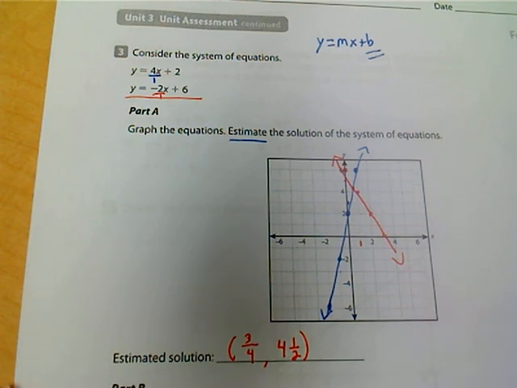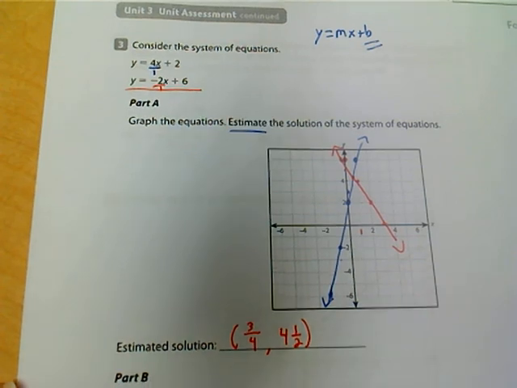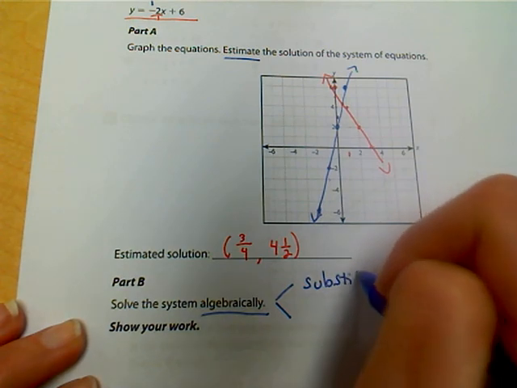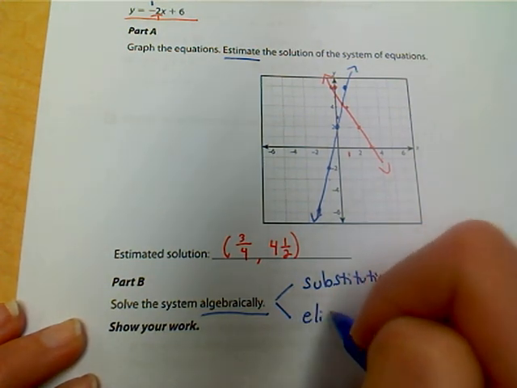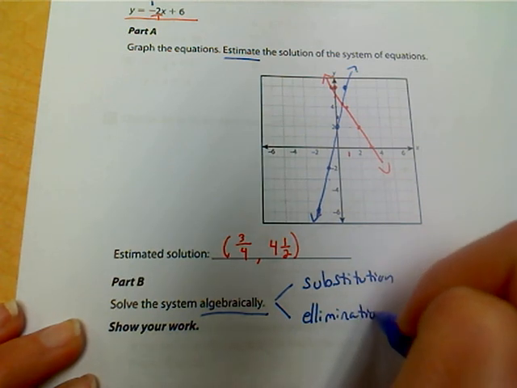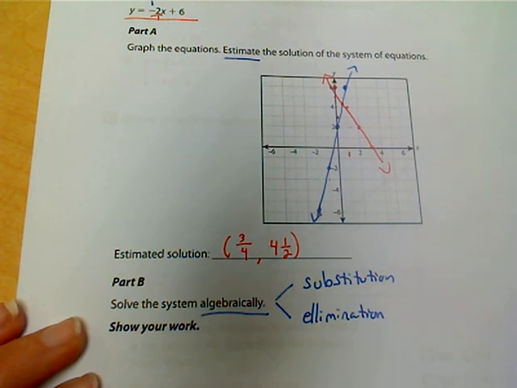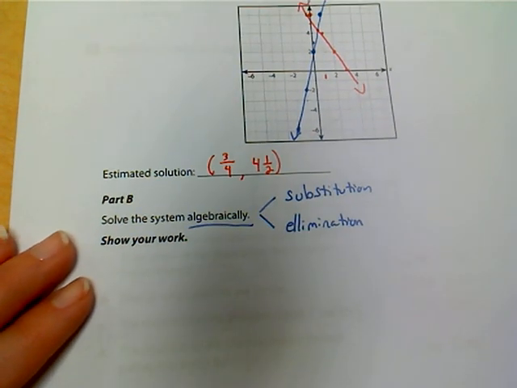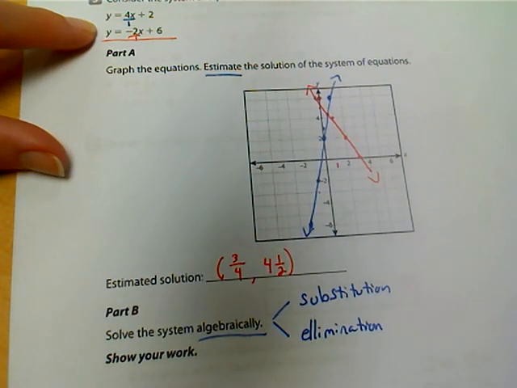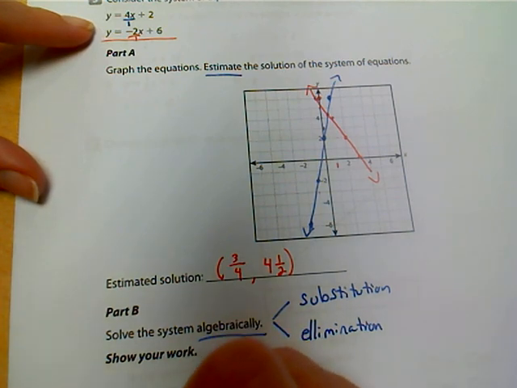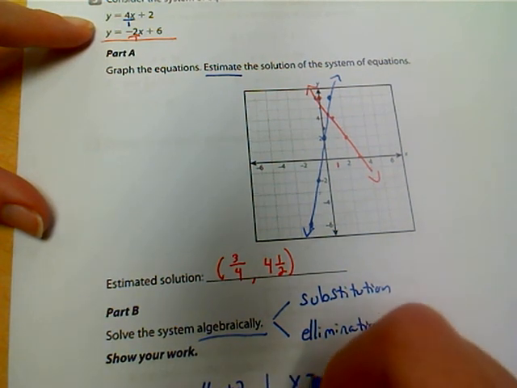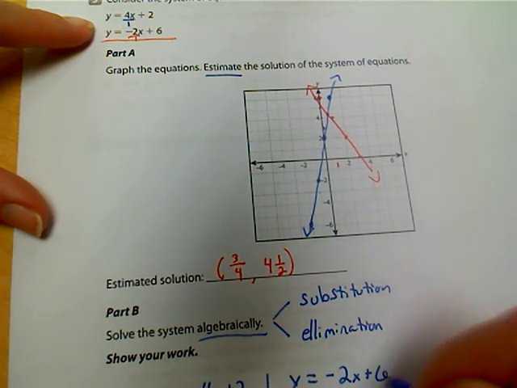Then for part B, they want you to solve it algebraically. Algebraically means that you're going to use substitution or elimination. So down here, we are going to solve by substitution since they're both in slope-intercept form. Y equals 4x plus 2. Y equals negative 2x plus 6.